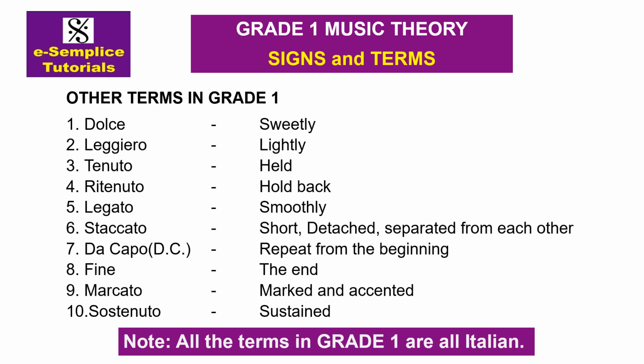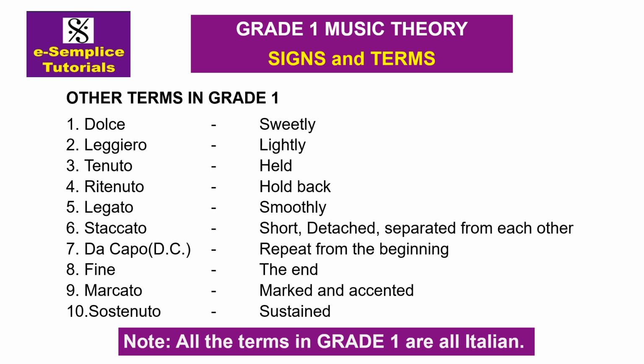Then we have da capo, which is abbreviated DC. Da capo means repeat from the beginning. Then we have fine as number 8. Fine means the end. Some of you will mistake this for an English word. Don't say fine. It's fee-neh. It means the end. Then we have number 9, marcato. Marcato means marked and accented. Then the last one, sostenuto. Sostenuto means sustained.